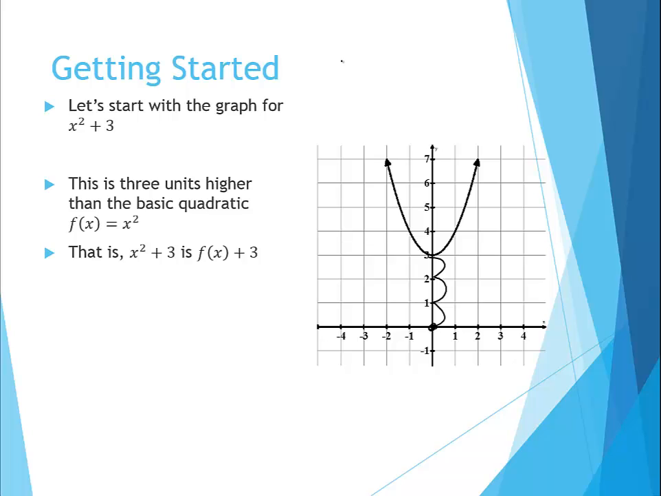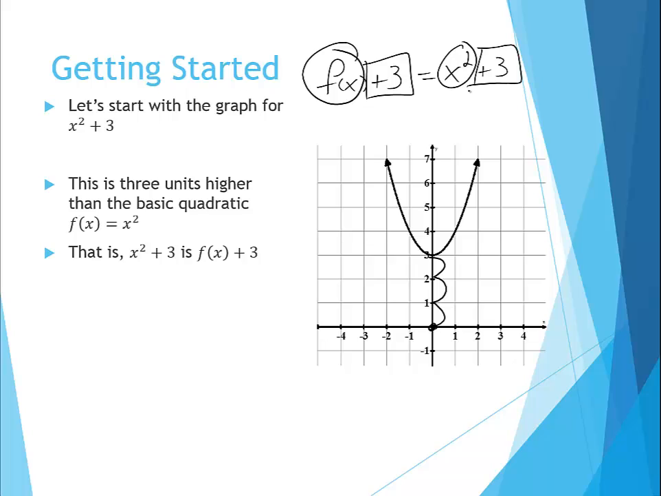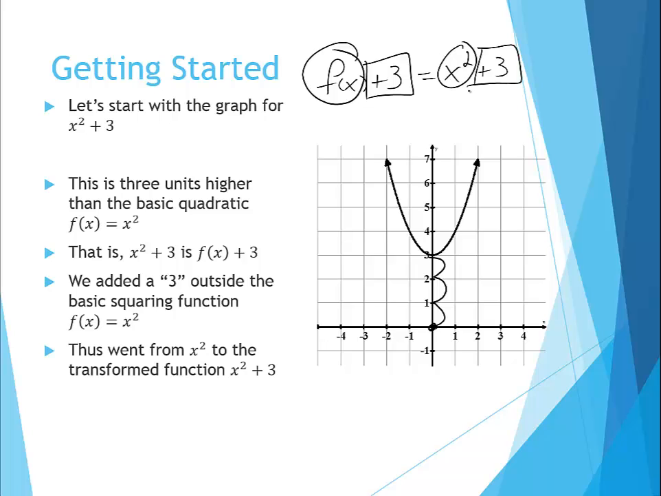Because what we have here is f of x plus 3 equals x squared plus 3, because usually we have f of x equals x squared. All we did was add 3 to the outside of it, and it shifted the graph up 3 units. So we added a 3 outside the function.